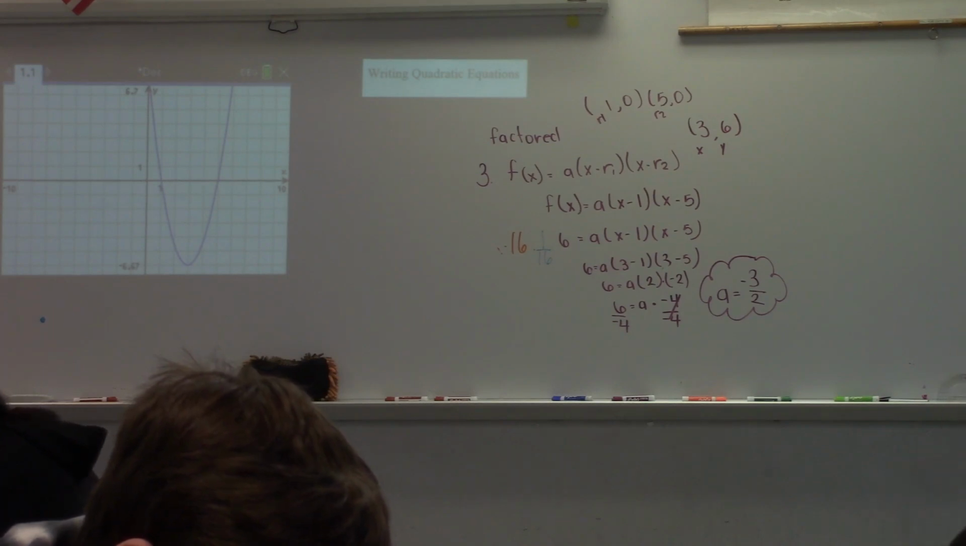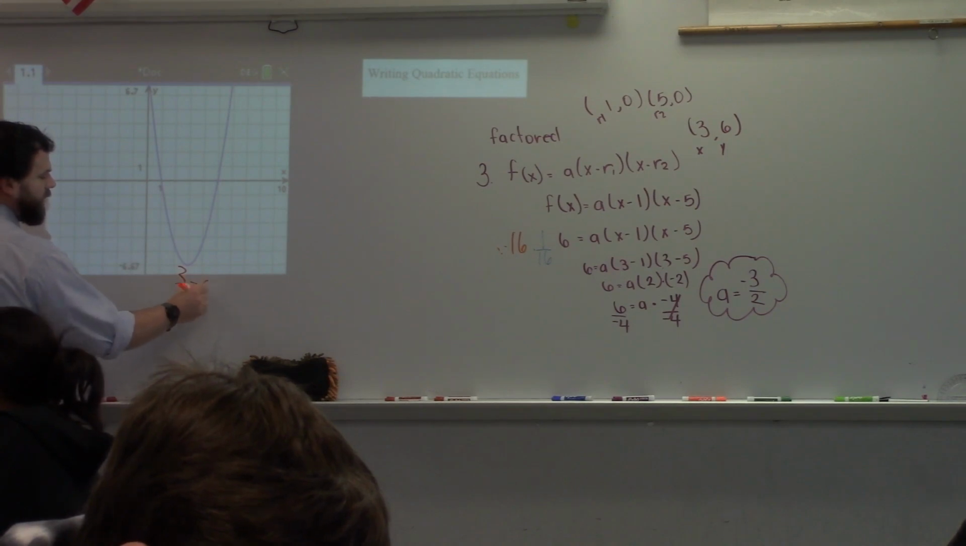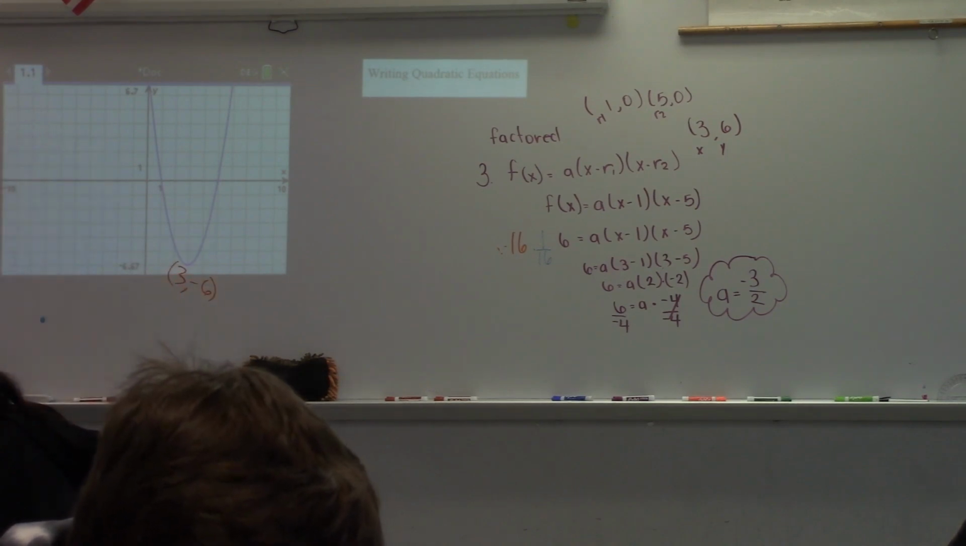Can we clearly tell what that vertex is? Yeah. That's 3 comma negative 6. So could I have done vertex form? It would just give me an equivalent equation. That's it. That's why I created this problem. You have options based on what you're given.